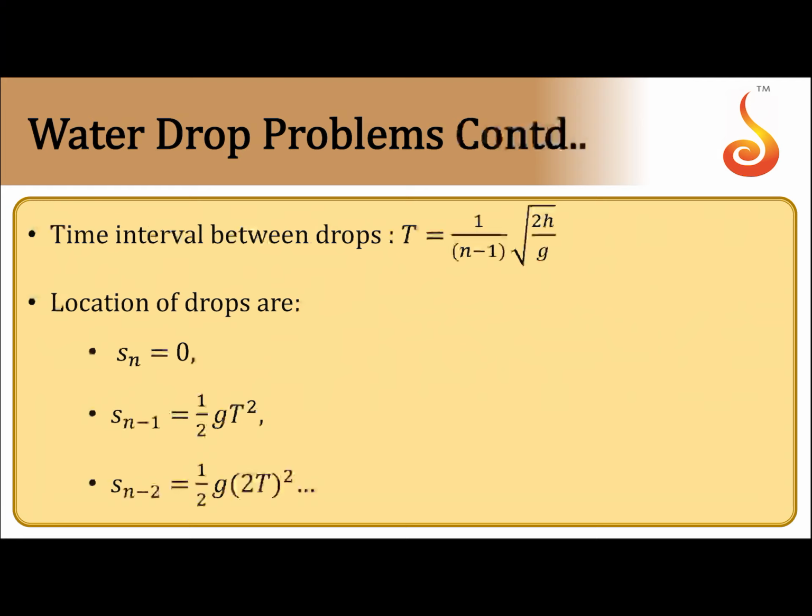The general equations are like this: the time interval between the drops, the locations of the drops, etc., are given here. But how to get these equations? Let us see.